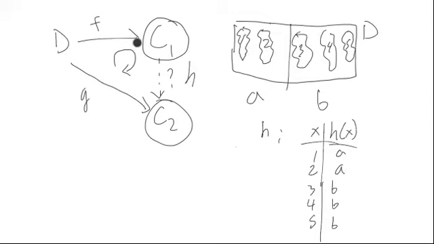Basically, what we need is that the function F, the fiber partition of it, needs to be an exact refinement of the fiber partition that comes from this function G. And then we can get this induced function H.